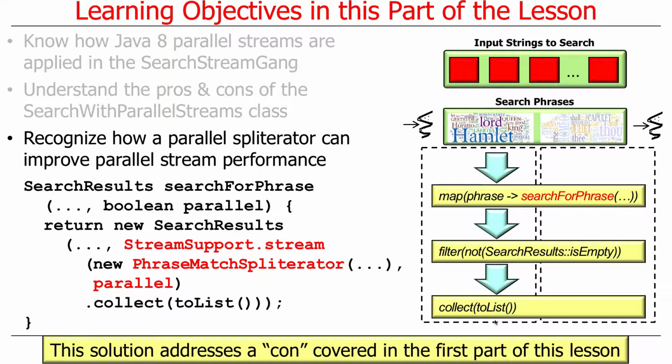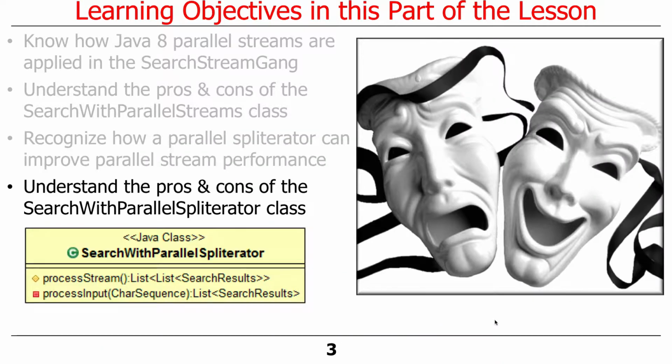One of the main limitations was that it didn't fully maximize the use of parallel computing. So that's what we're going to do now. We're going to talk about how we can use a so-called ParallelSpliterator to improve the performance of the stream. It's basically going to address a con from the previous approach, where we didn't get as much parallelism out as we wanted. Then we'll also talk about the pros and cons of this solution, and that'll motivate some other stuff we'll talk about later.